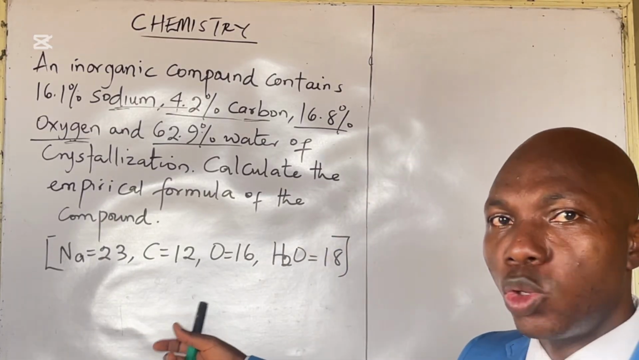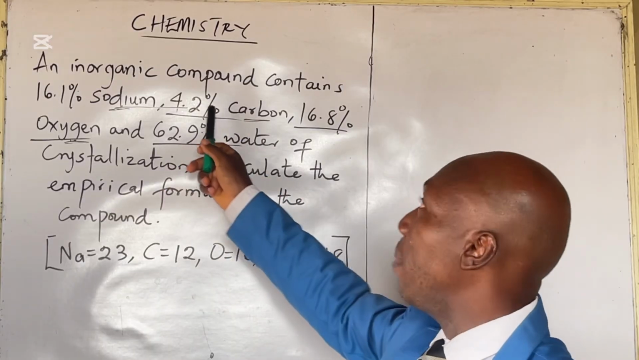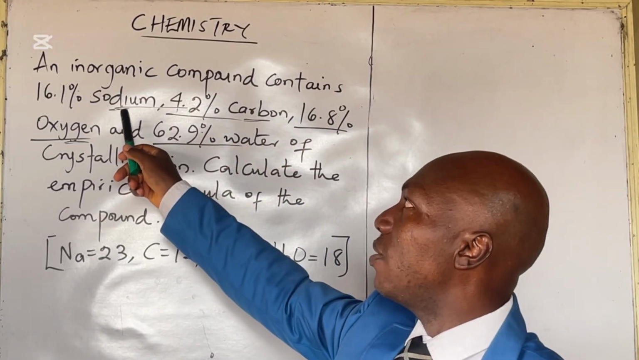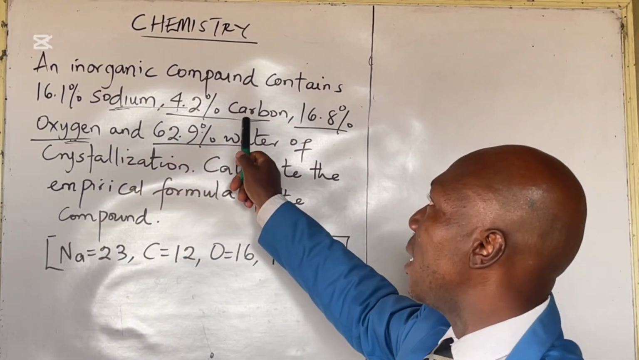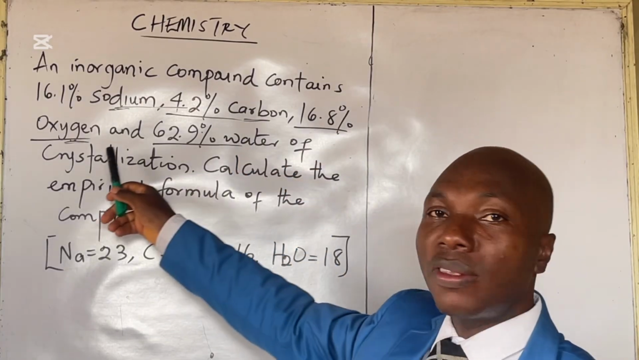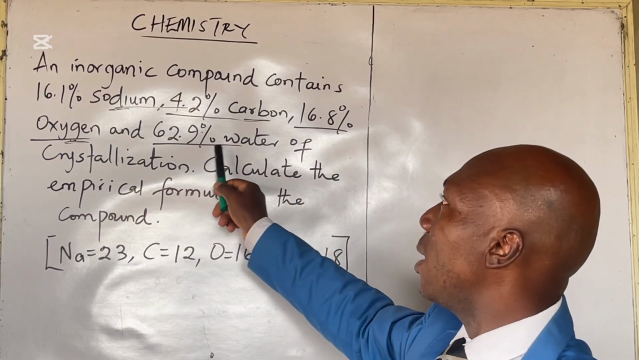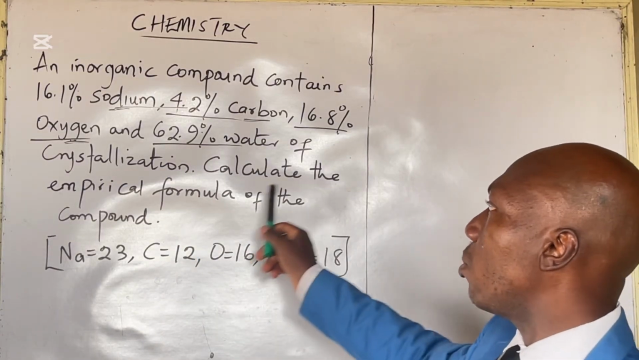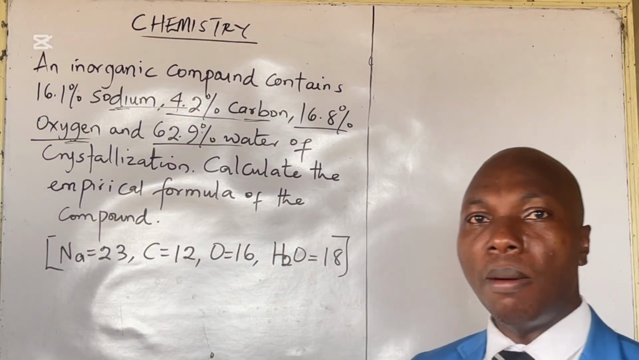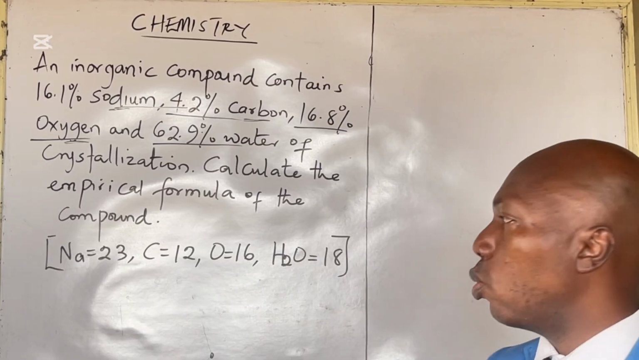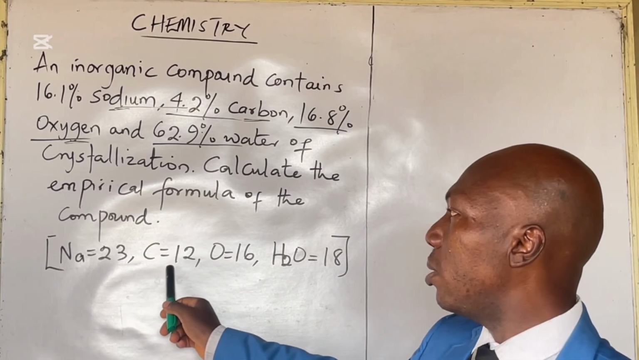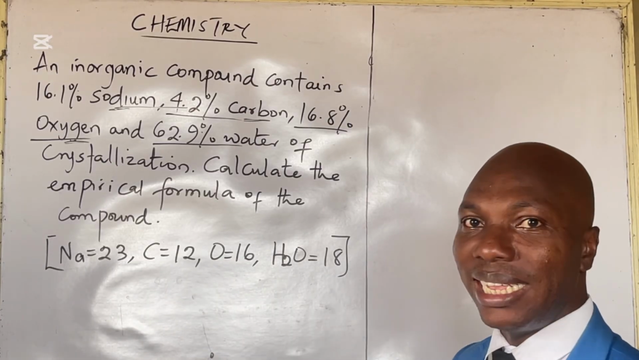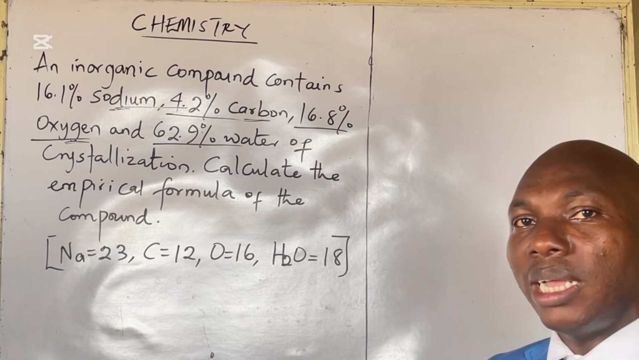Let's solve the question together. An inorganic compound contains 16.1% sodium, 4.2% carbon, 16.8% oxygen, and 62.9% water of crystallization. So calculate the empirical formula of the compound. We're given sodium is 23, carbon is 12, oxygen is 16, water is 18. So let's solve the problem together.